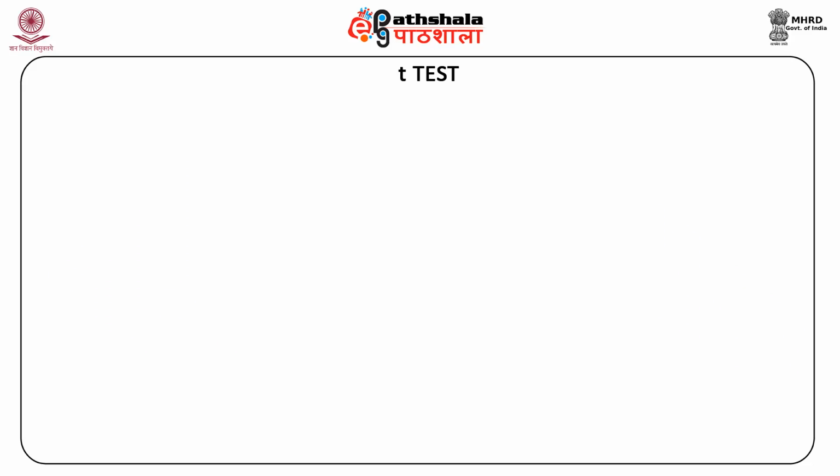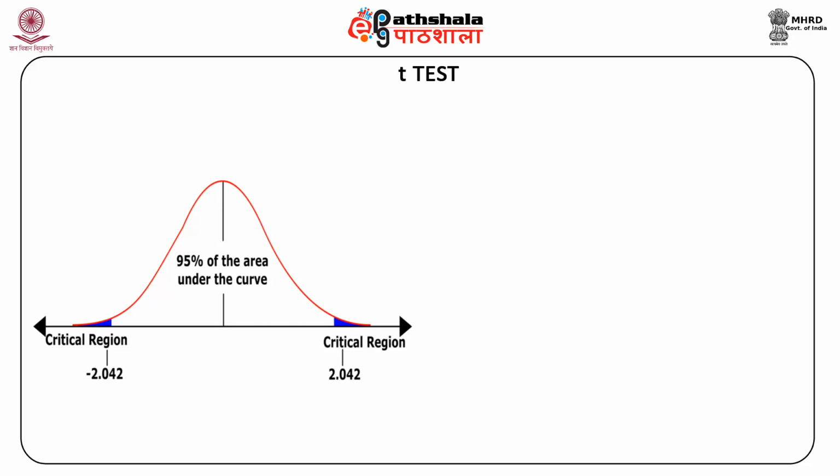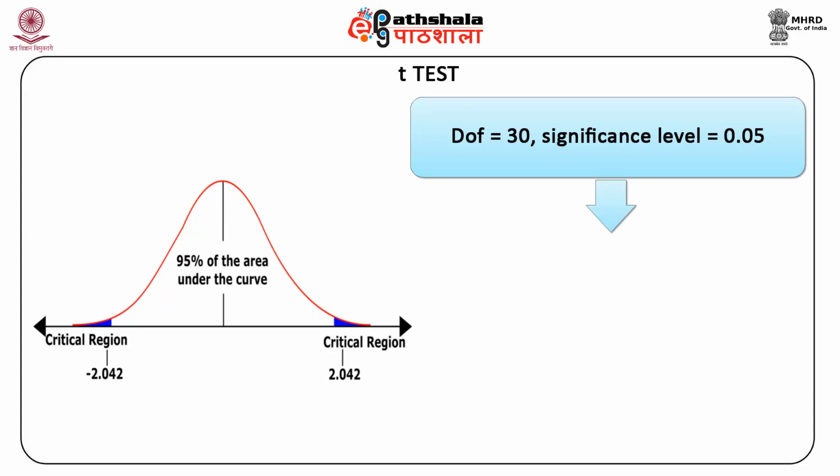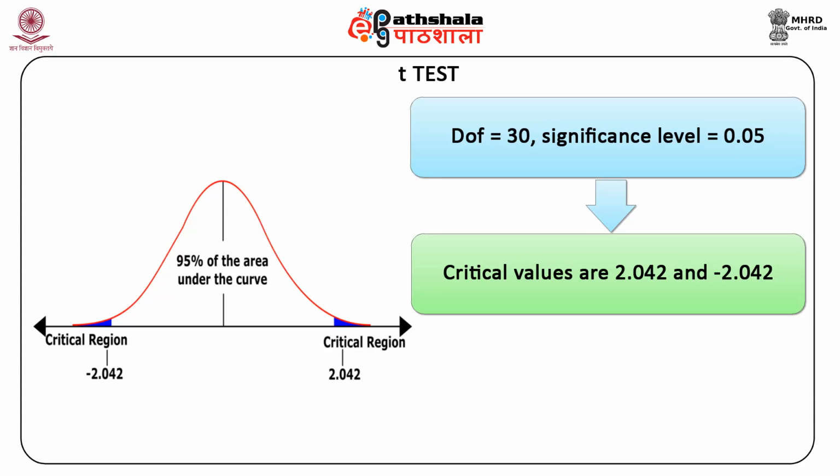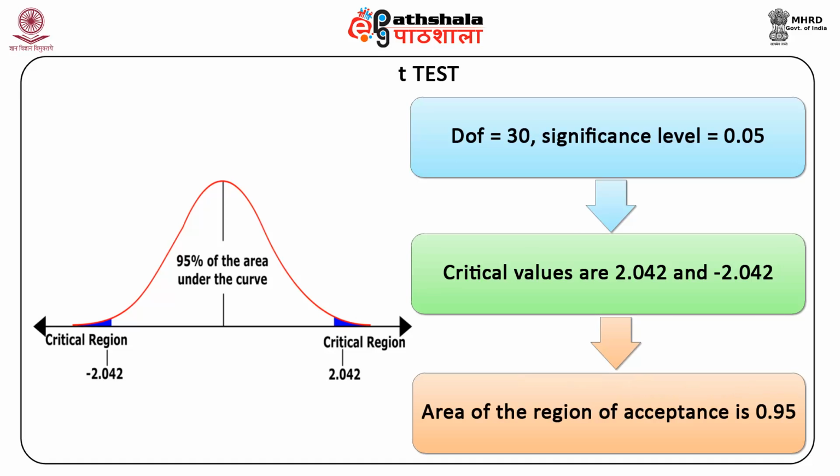We shall now understand the t-test graphically. The diagram shows a Student's t-distribution with 30 degrees of freedom. For a two-tailed test with a significance level of 0.05, the critical values are 2.042 and minus 2.042, and the critical region is the area marked to the left and the right of these critical values. The combined area, or the shaded portion of the critical region, is 0.05. The area of the region of acceptance is 0.95.